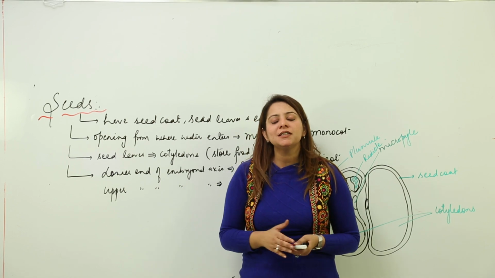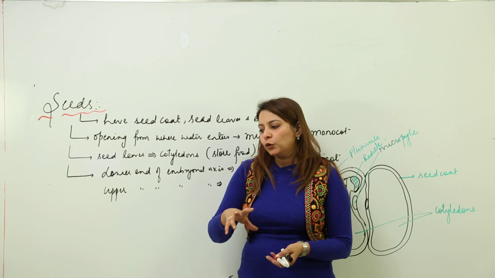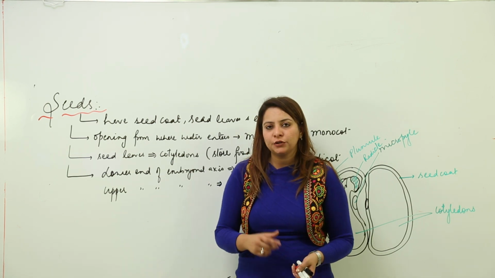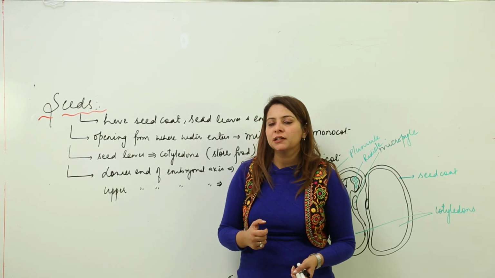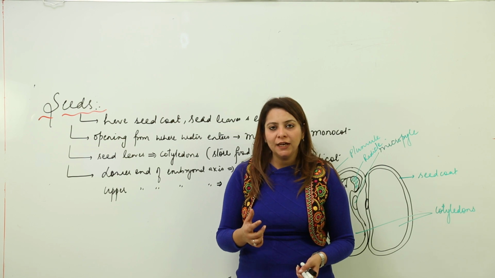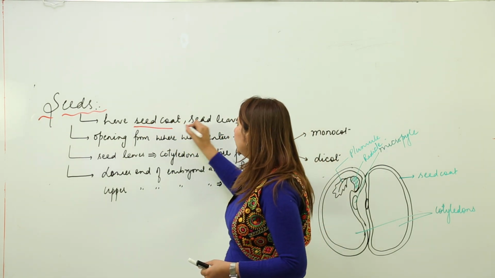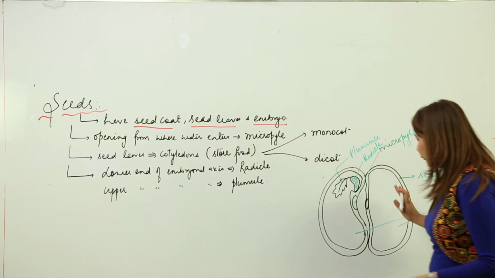Now, as we have discussed, the seed is finally formed. The seed is the reproductive product, what we get after sexual reproduction. So, the seed is the ultimate result of sexual reproduction in plants. So, how do seeds look, or what do they consist of? Seeds actually consist of seed coat, seed leaves and embryo. So, this is the structure of the seed.